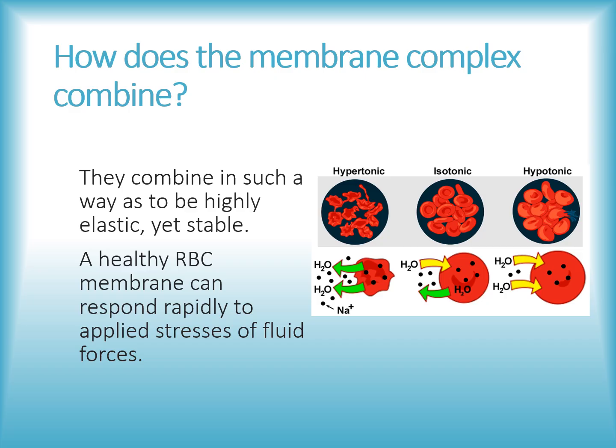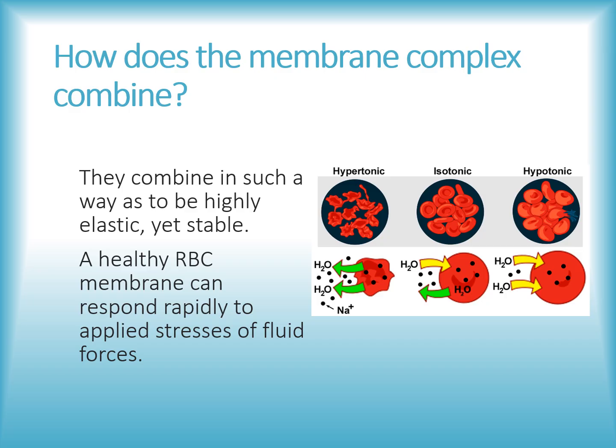Let's talk about the importance of the membrane complex and the way in which it combines. If you think about the environment in which red blood cells reside, there are a lot of things happening. We have electrolyte balances changing. We have very narrow passageways through those capillaries. And so the membrane complex of red blood cells combines in such a way that they are able to be highly elastic and yet very stable. A healthy red blood cell membrane can respond rapidly to applied stresses of fluid forces.